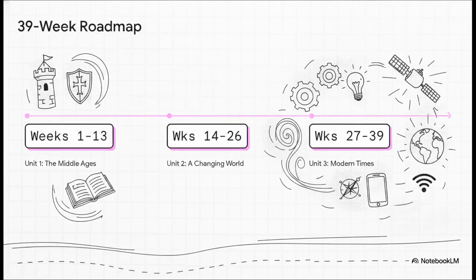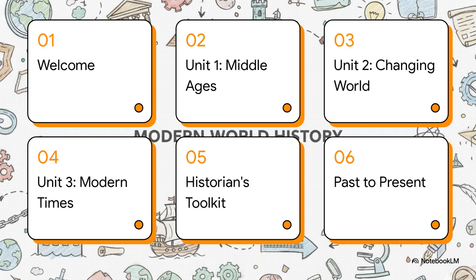Now, to make thousands of years of human history actually manageable, the course is built around a chronological 39-week roadmap. It's neatly divided into 3 distinct 13-week eras. We kick things off with Unit 1, focusing on the Middle Ages, just to establish the foundations of early global societies. From there, we transition right into Unit 2, A Changing World, which is completely packed with technological and philosophical revolutions. And finally, Unit 3 brings us into modern times, carrying the whole narrative right up to the contemporary world we live in today. So here is our quick agenda for this explainer.